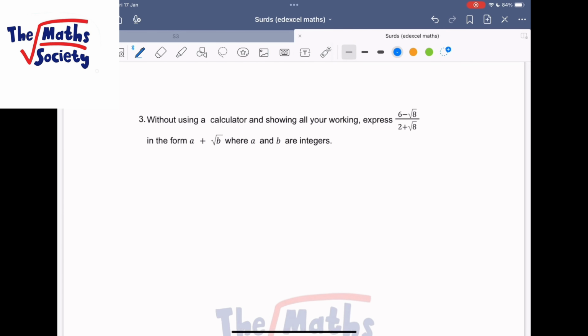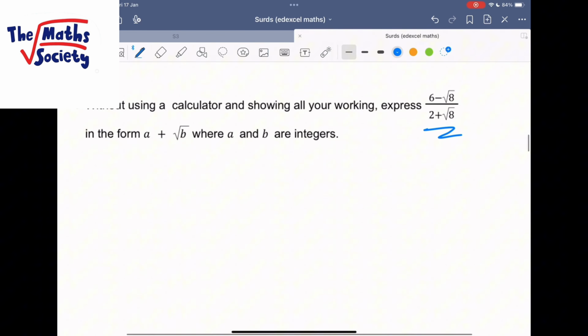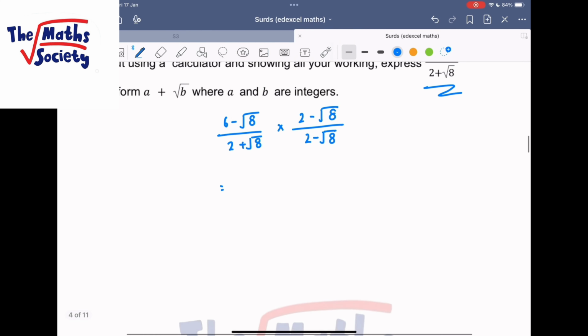Okay, so now moving on to question 3. Without using a calculator, showing all your working, express this in the form. So we know that if it's a surd, we need to rationalize it. So let's just write it down first, which is 6 minus root 8 divided by 2 plus root 8. So we need to rationalize, multiply with 2 minus root 8 divided by 2 minus root 8.